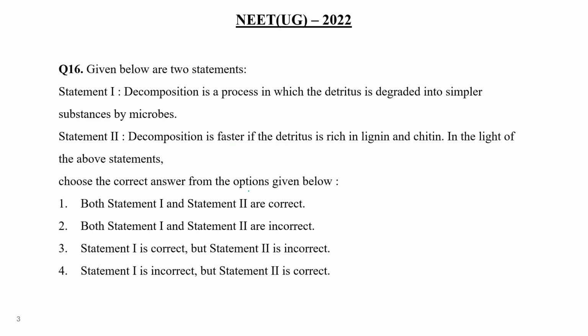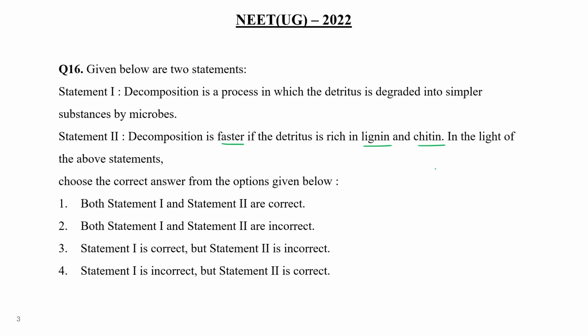Now, given below are two statements. Statement number 1: decomposition is a process in which detritus is degraded into simpler substances by microbes. Second: decomposition is faster if detritus is rich in lignin and chitin. In the light of the above statements, we have to choose the correct answer. First of all, we have to understand what detritus is.